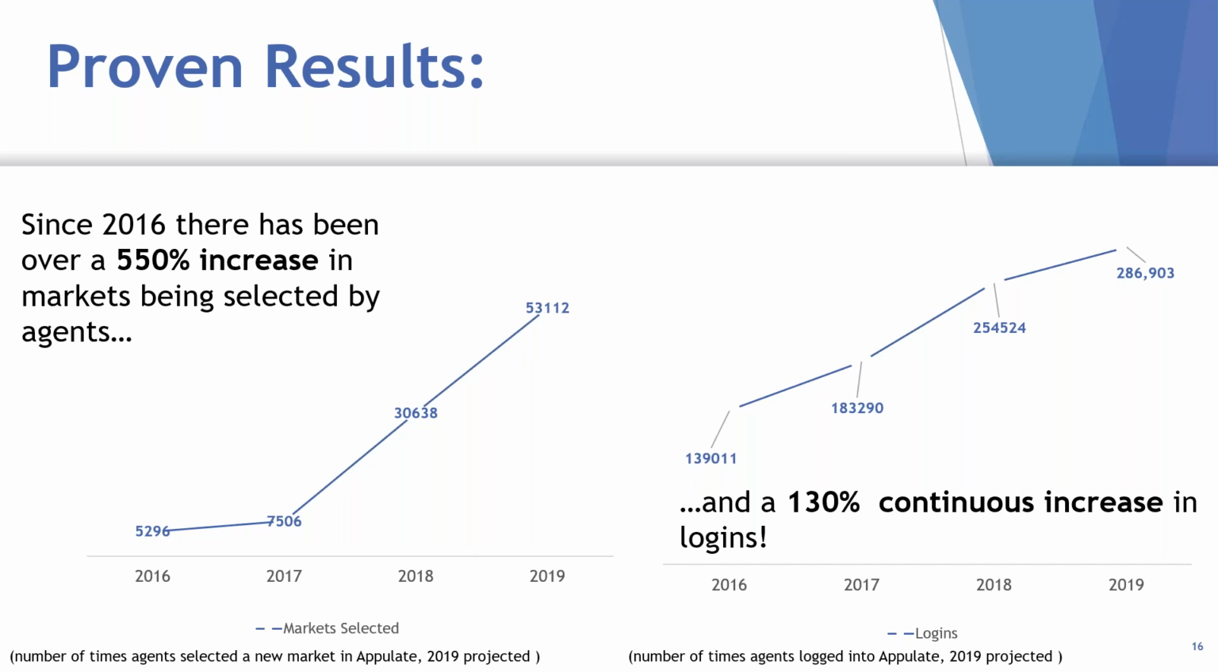The first thing we noticed is, of course, markets being selected by agents skyrocketed. It's at a consistent 140% increase on a monthly basis. And that's turned out to be a 550% increase in markets being selected from what we were doing before, which was great, to something now that is just way beyond what we even thought would happen. And so now Appulate is the number one choice for a lot of carriers, MGAs, when they're looking for digital distribution. This is a big deal.